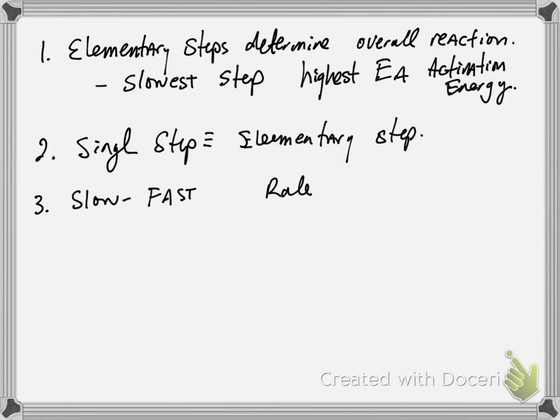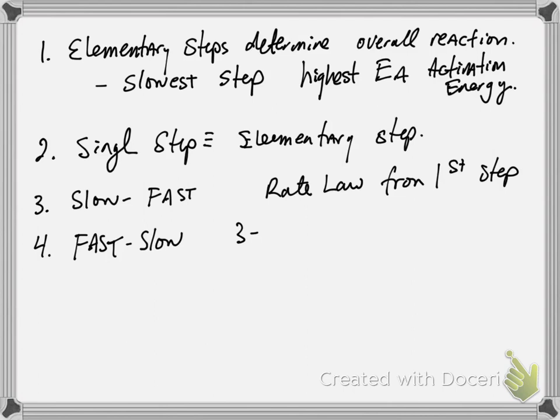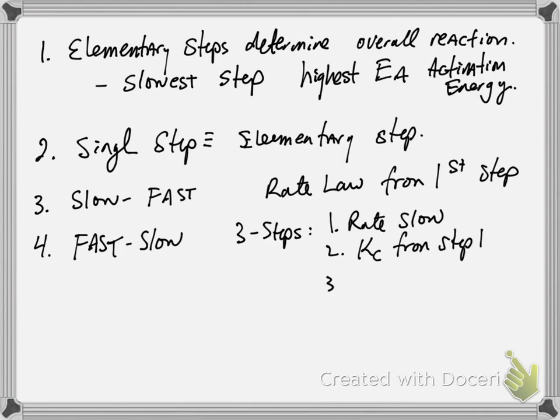Slow, fast, the most straightforward mechanism, the rate law is always constructed from the first step. Fast, slow is a 3-step process. 1, you have to write the rate law of the slow step. 2, write Kc from step 1. And 3, substitute for the intermediate, right? So those are the 3 steps. We did several examples in this video. I really encourage you to practice those and make sure you have them available on your page of notes.